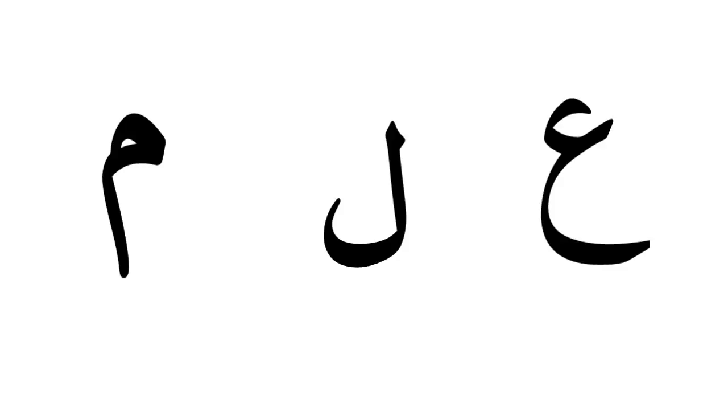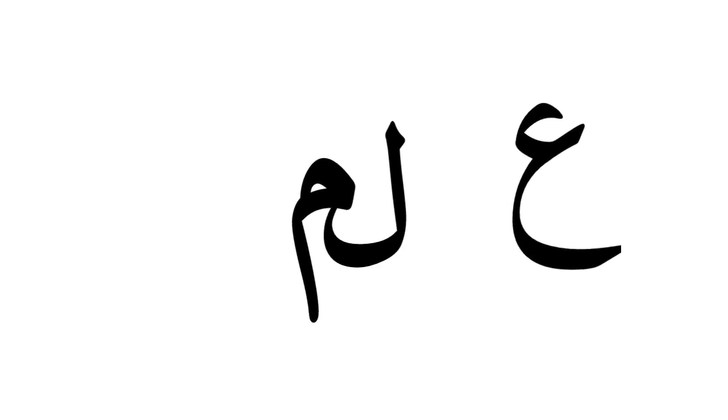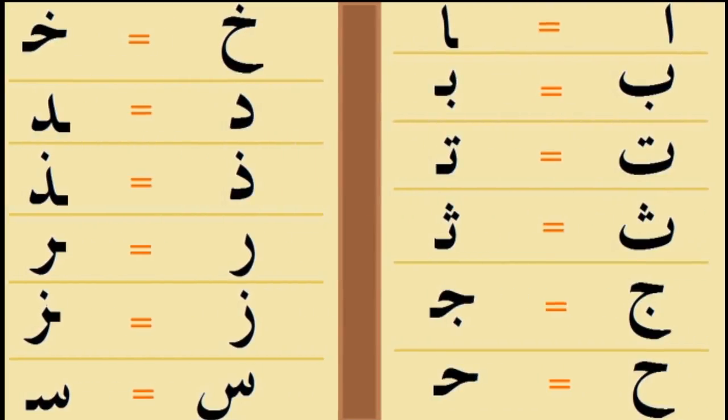When we want to join letters together to make a word, for example, a ayn, a lam and a mim, we can't just stick them together because the word would be too big. We can only join letters together in their short forms. Let's have a look at some short form letters.